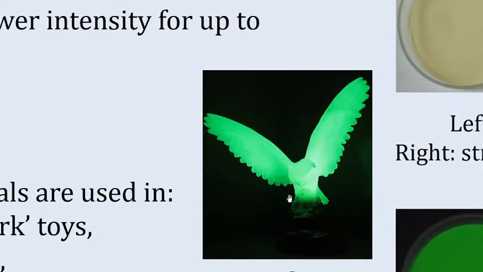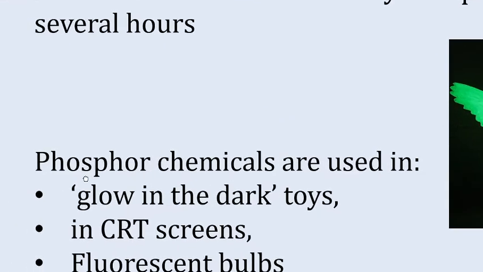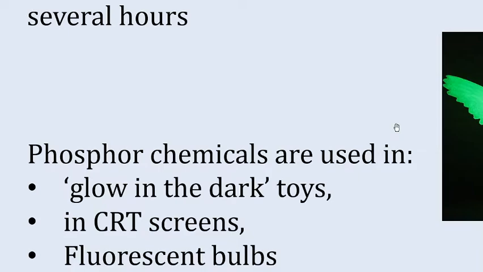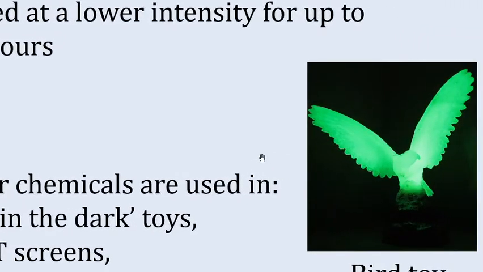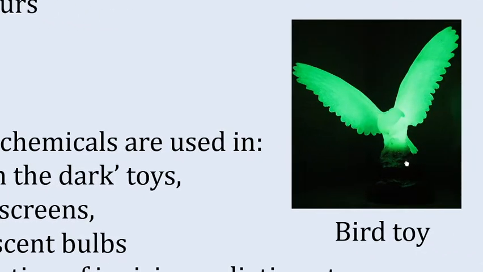So where are these chemicals used? These chemicals are actually called phosphor chemicals because they can produce phosphorescence. That doesn't mean that they are made up of phosphorus, but these chemicals are capable of producing phosphorescence. That is why they are called phosphor chemicals, and they're used in many toys that glow in the dark. You will see in many toys for the kids that emit light in the dark. So they are called glow in the dark toys. For example, that is a bird toy that can emit light in the darkness.